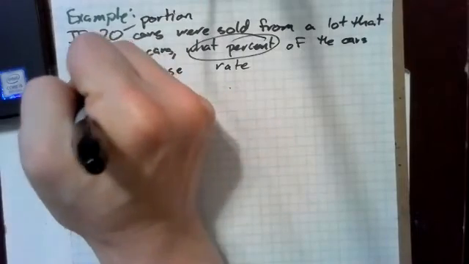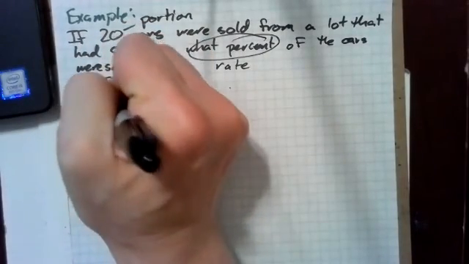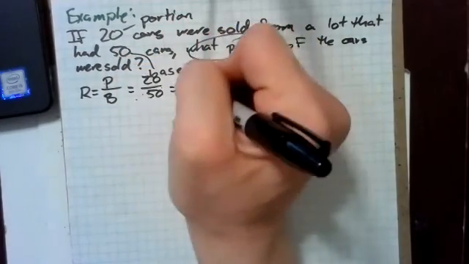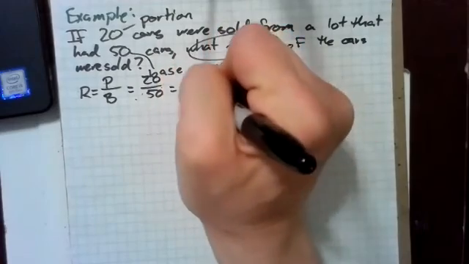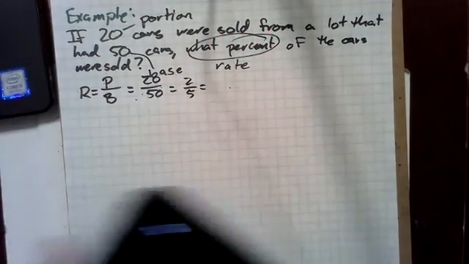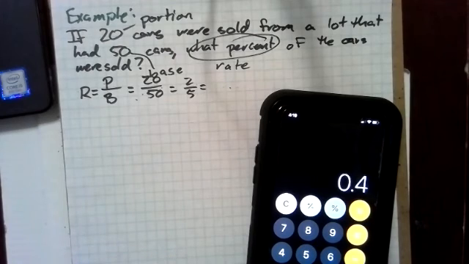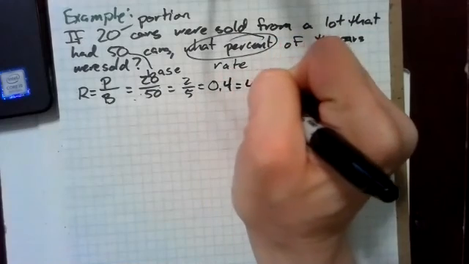So rate equals portion over base, which is 20 over 50, which I can make 2/5. And then I just divide 2 by 5 to get a decimal equivalent, which is 0.4, and that's 40%.